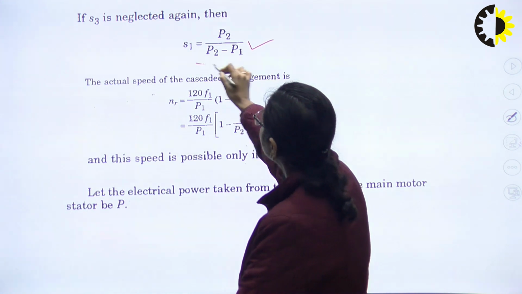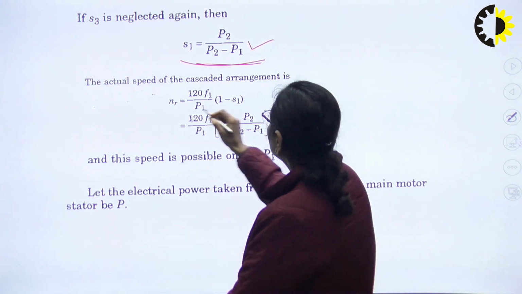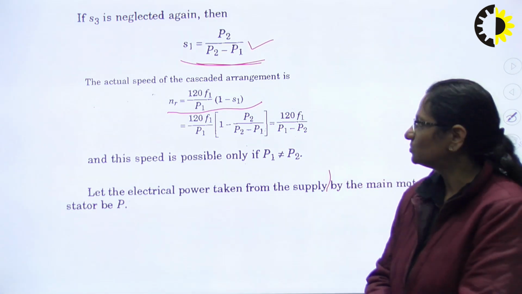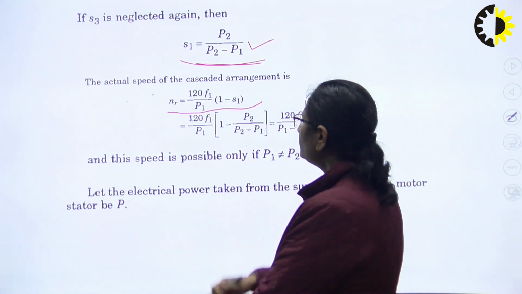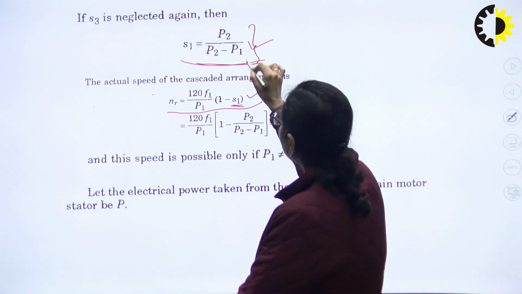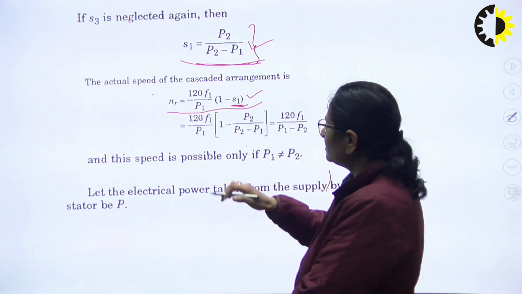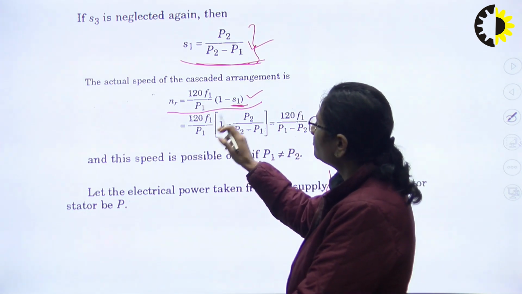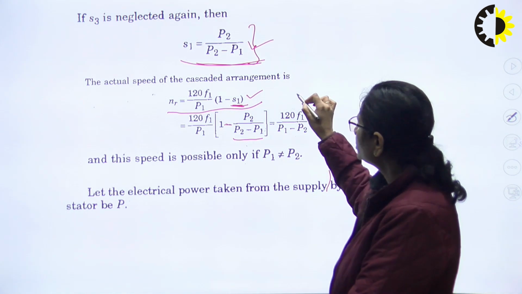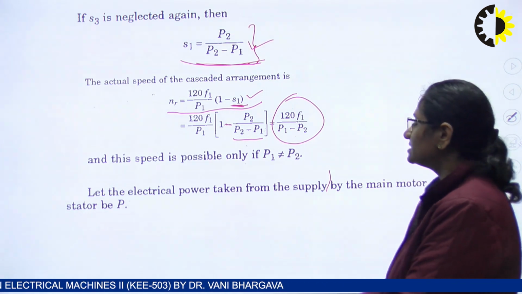So, what is this? S1 equals P2 upon P2 minus P1. Knowing S1, I can write down the equation of the operating speed of this cascade arrangement as 120 F1 upon P1 into 1 minus S1. Let us substitute this equation of S1 with differential connection in the equation of the operating speed of the setup. I can write it as 120 F1 upon P1, in bracket 1 minus P2 upon P2 minus P1, which gives us the operating speed as 120 F1 upon P1 minus P2.